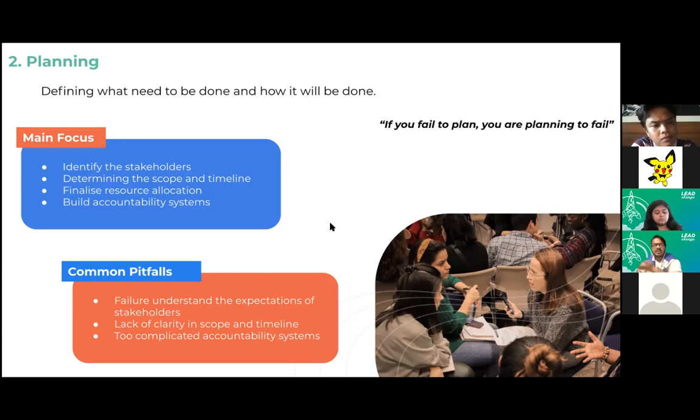Another pitfall is lack of clarity in scope and timeline, or a too complicated accountability system. Especially if your team member reports to multiple team leaders, then that is too complicated. That accountability system is not going to run smoothly, because there are a lot of people involved in it. So make sure that things are very simple, like I report to this person, this person reports to me, or I report to the MC team or MCP or something like that. You need to define this accountability system and make sure everyone agrees to it.